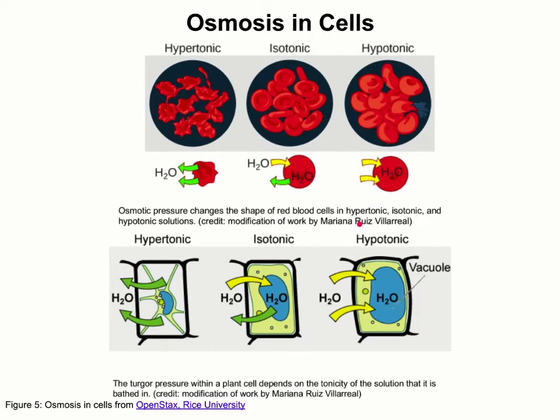In terms of movement of water, plant cells are the same as animal cells. What's different is the consequences for the cell, and that's because plant cells have cell walls.